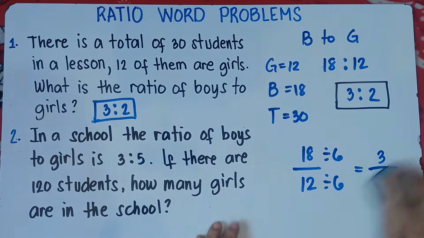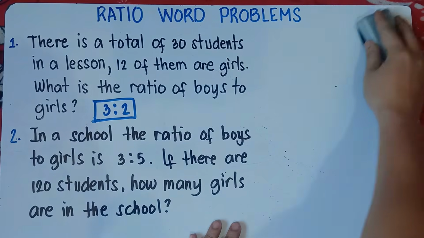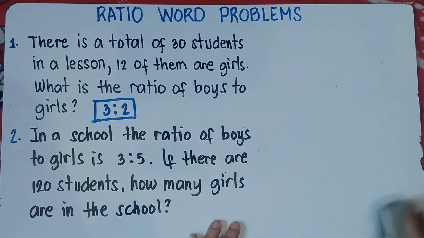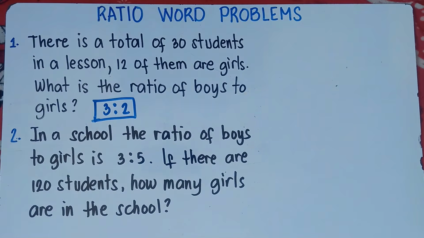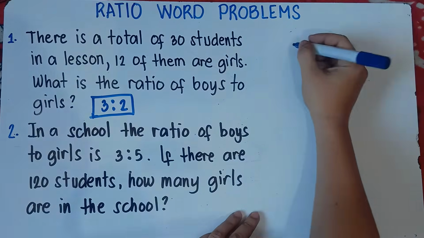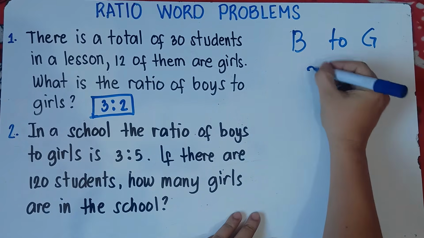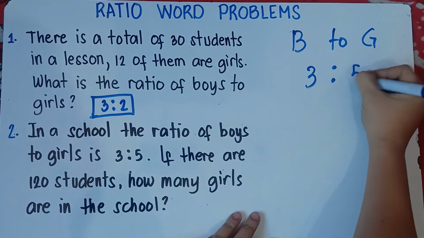Alright, so let's try number 2. In a school, the ratio of boys to girls is 3 is to 5. If there are 120 students, how many girls are in the school? Alright, so we are given the ratio of boys to girls, and the ratio is 3 is to 5.